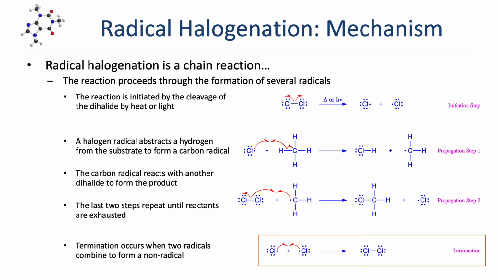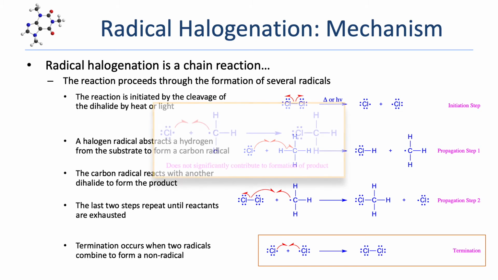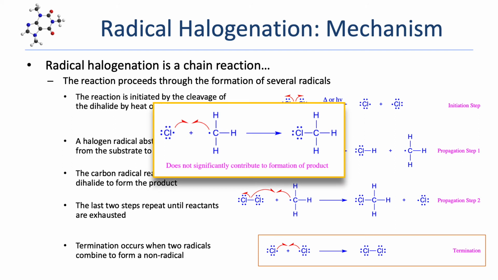I often see students try to form that carbon-halogen bond in the second propagation step using the carbon radical combining with a halogen radical. And it's true, that will happen, and it certainly will make, in this case, chloromethane. But statistically, the odds of that happening are extremely low.